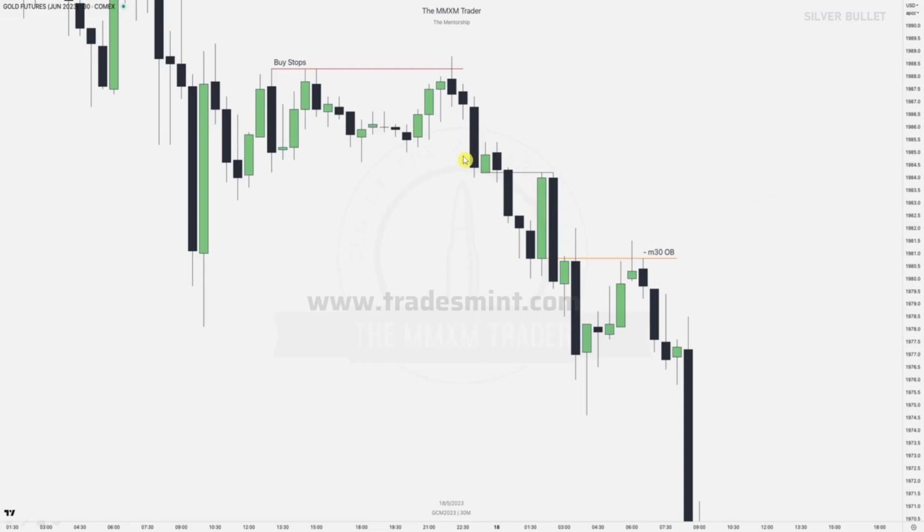Keep that in mind, order pairing. We've got these buy stops being liquidated up here, bearish order blocks being respected. Another one over here. Now let's look at market structure.